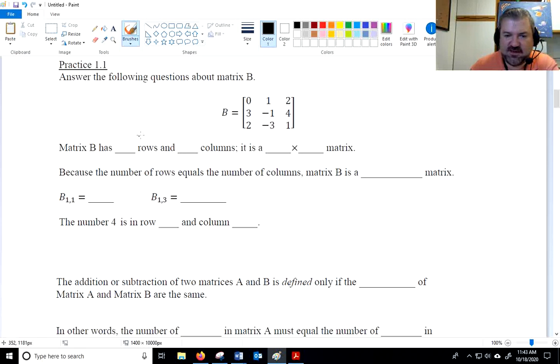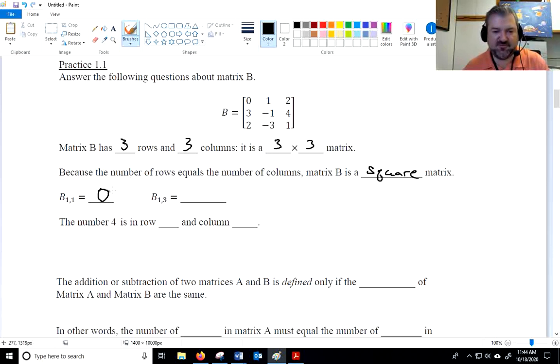Okay, matrix B has 3 rows and 3 columns, so it's a 3 by 3 matrix. Because the number of rows equals the number of columns, what do you think we call this? Matrix B is a square. It's not just a rectangular array, it's a square array. Well, it is a rectangular array, but more specifically, it's a square array. All right, B1,1. So row 1, column 1 is a 0.